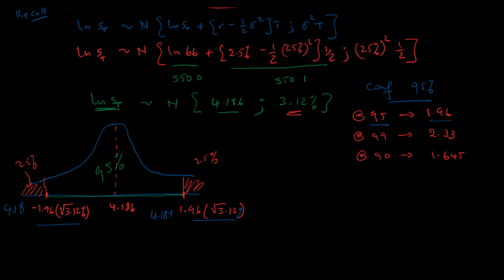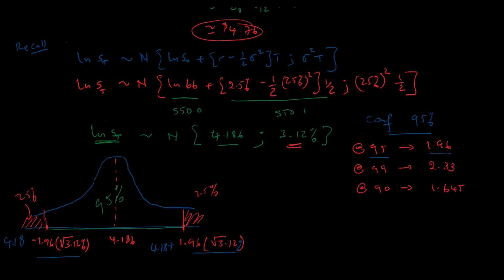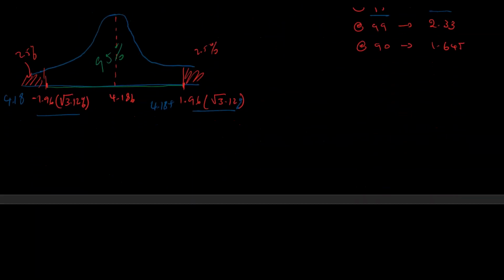So our mean log stock price, not log return, will be in that range. And so to find the actual value for the stock price, we'll need to take the exponential of these values. And so how do we go about doing that? Let's do the math then. What do we have? We have the following.